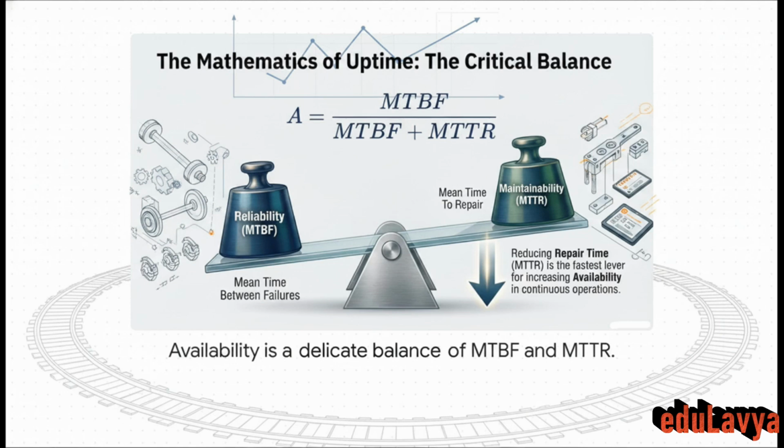Honestly, think of it like a giant seesaw. If you want high availability, you've got 2 choices. You can either engineer incredibly robust parts that rarely break, pushing your MTBF way up, or you can make those parts incredibly fast and easy to fix, driving your MTTR way down. In the real world of 24/7 railway operations, shrinking that repair time is often the fastest, most effective lever you can pull to boost overall system uptime.